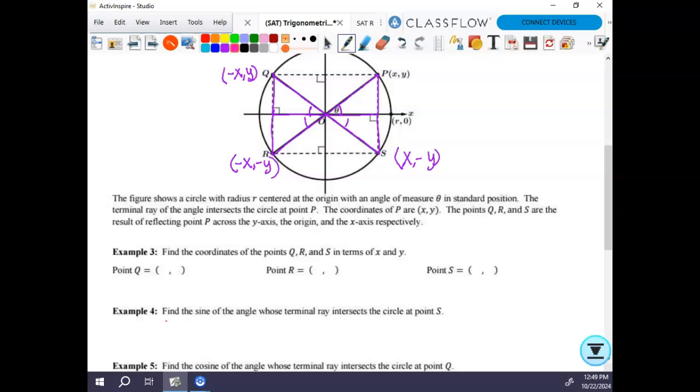We're going to find the sine of the angle whose terminal ray intersects the circle at point S. It would more likely say something about the terminal ray, here's point S, being in the 4th quadrant, so that you would then know you're looking at this one. And since the terminal ray is in the 4th quadrant, my x is positive, my y is negative, and I'm looking for sine. And sine is, this is a -y, this is x, this is r. So it is just going to be your y value, which is -y over r.